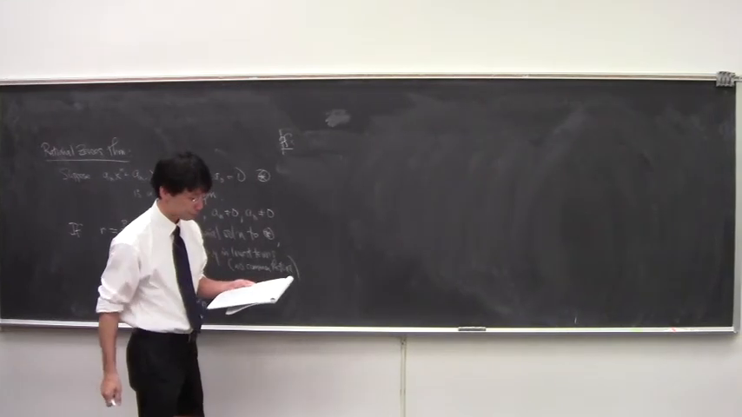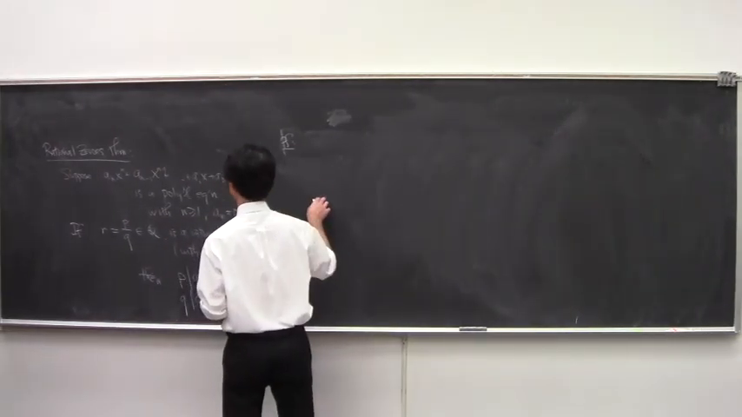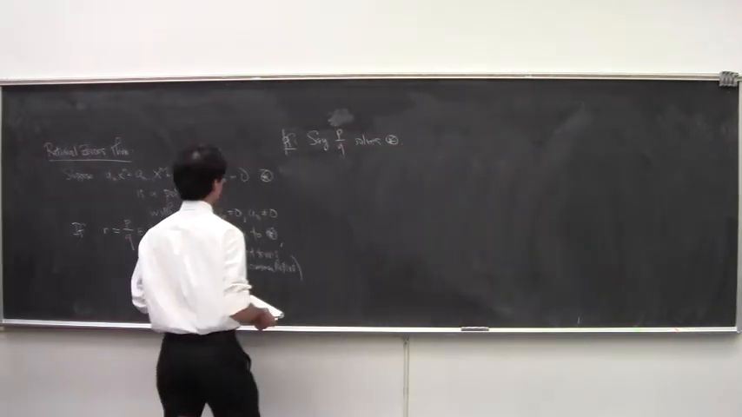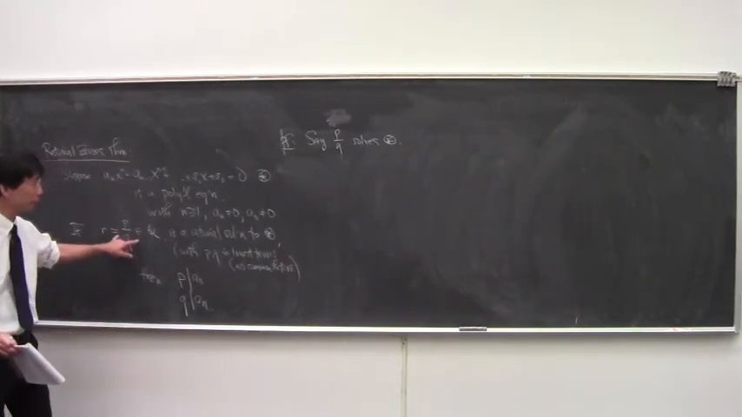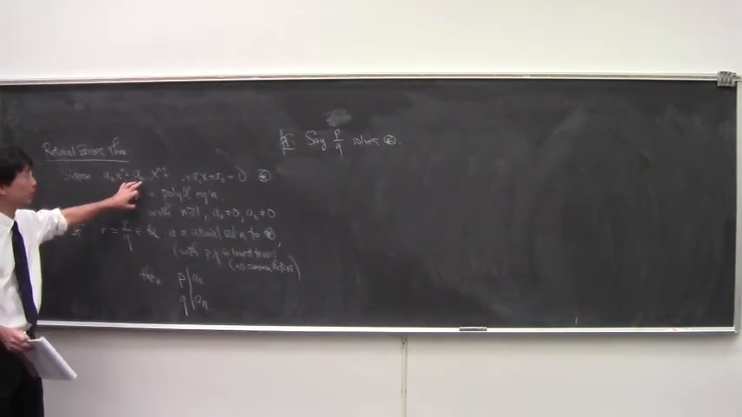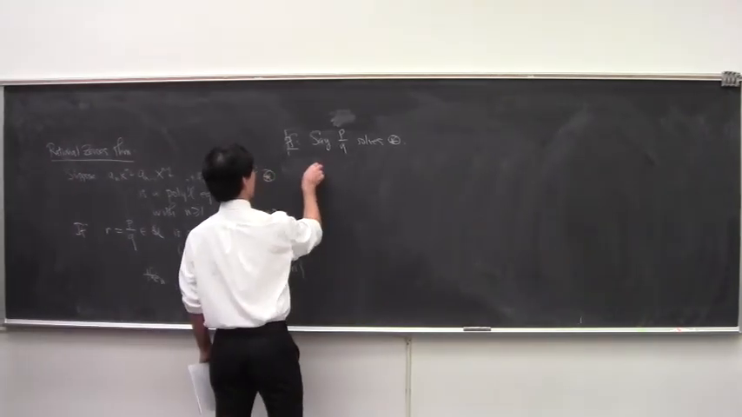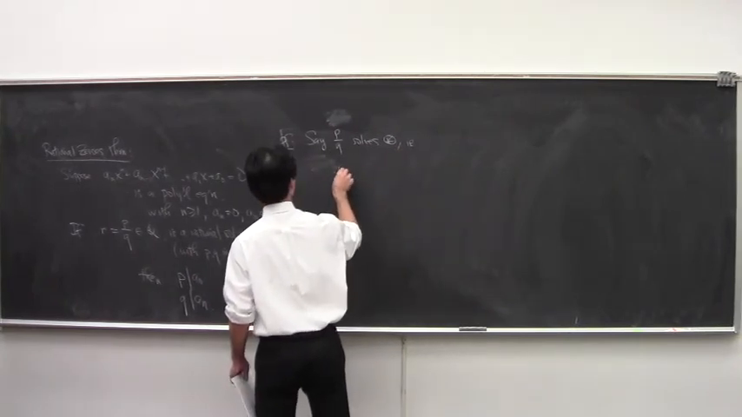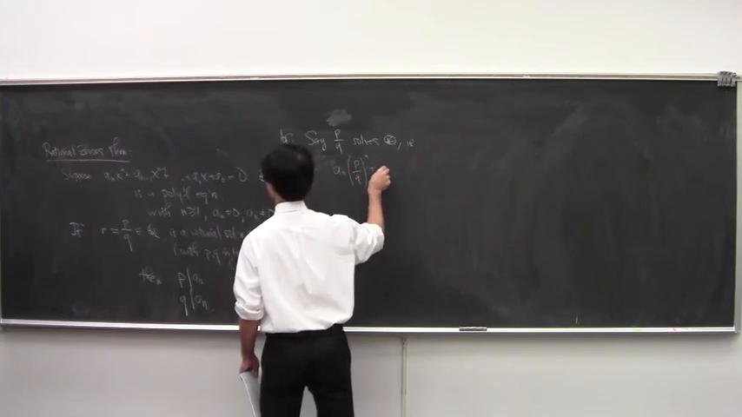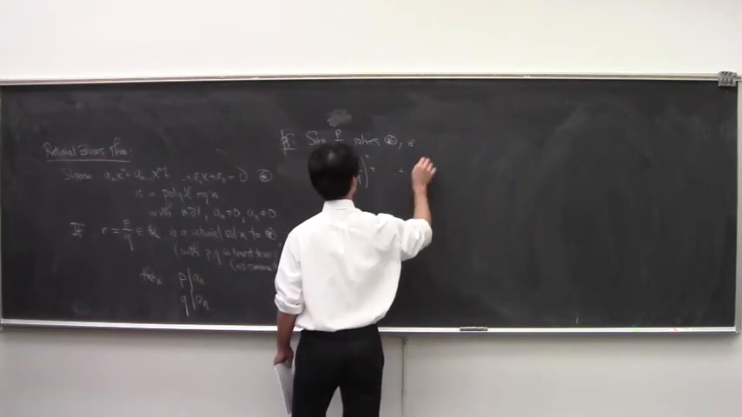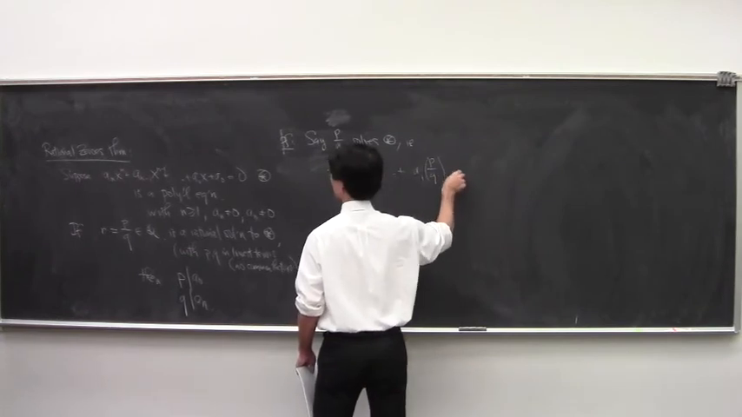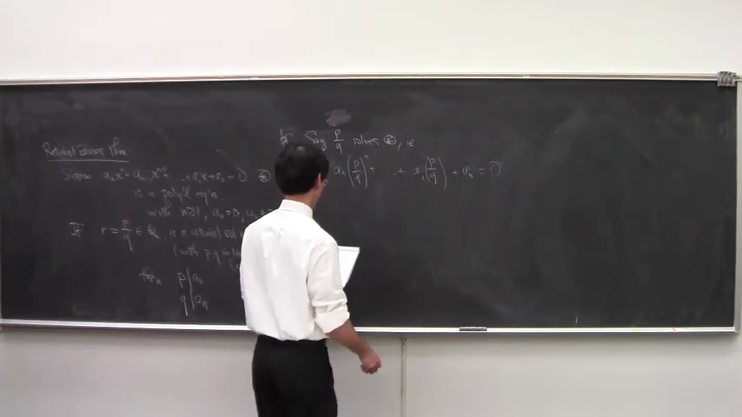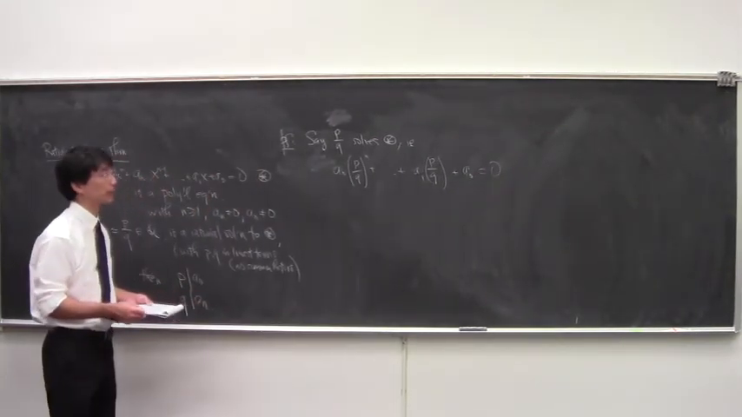So, proof. Say that p over q solves star. We're trying to show that p over q has some form, so let's suppose that p over q solves the equation. Well, what does that tell you? Then, in other words, a sub n (p over q)^n plus ... plus a sub 1 (p over q) plus a naught equals 0.